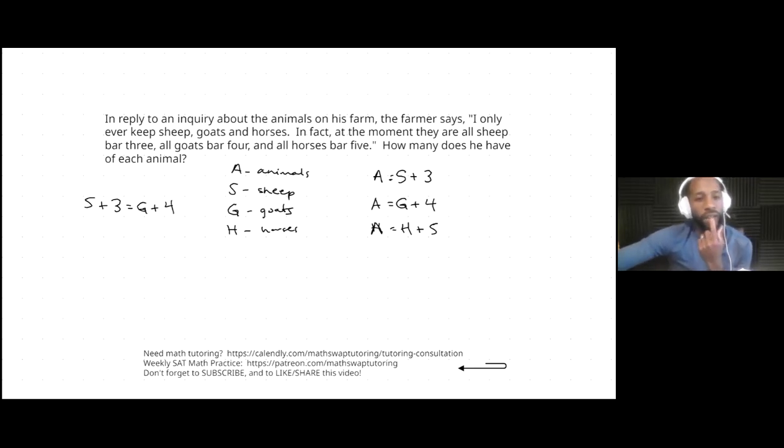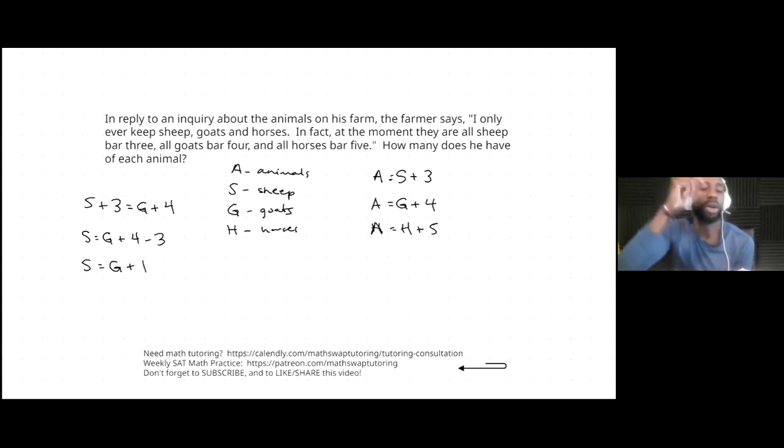Okay. So let's see. So I'm going to solve this for, let's solve it for S. S is equal to, you move that 3 to the other side. So it's G plus 4 minus 3. So that means S is equal to G plus 1.